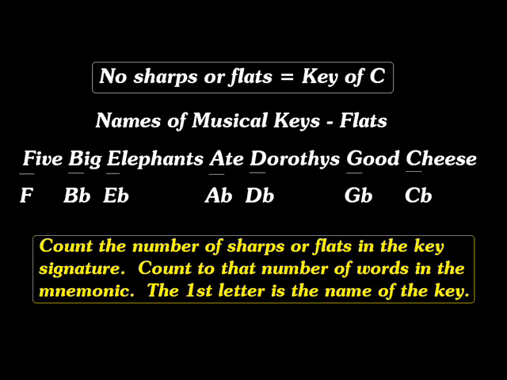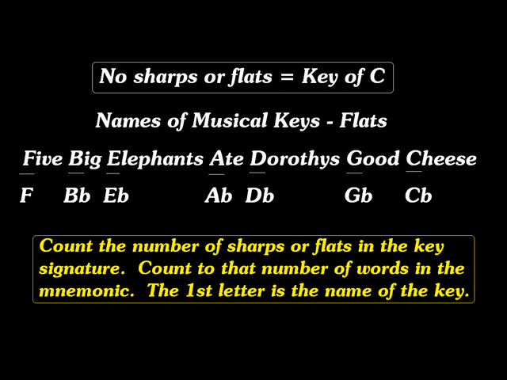So, if you count 4 flats, you go to the 4th word in the mnemonic, and the first letter is A. The name of the key is A flat. This mnemonic is 5 big elephants ate Dorothy's good cheese.